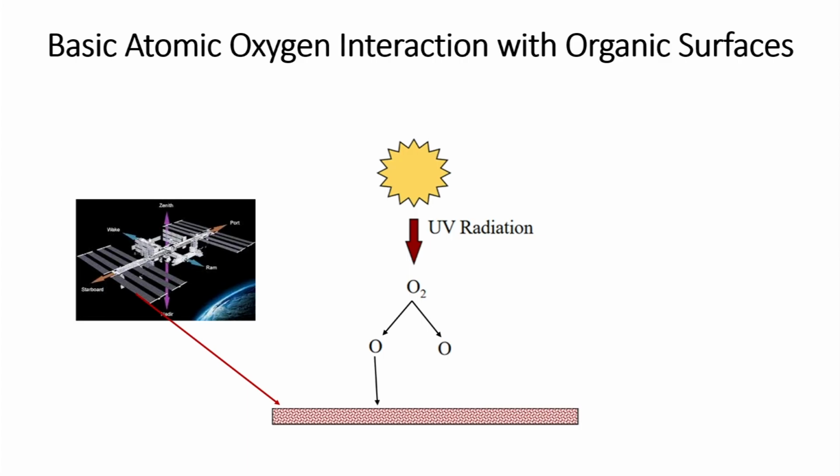Now, when this atomic oxygen impacts the surface, what happens? It sputters; there is a chemical reaction. Because it is a hydrocarbon, you will get compounds like OH, or it can be CO or CO2. This is called sputtering. This is the way atomic oxygen interacts with organic surfaces.